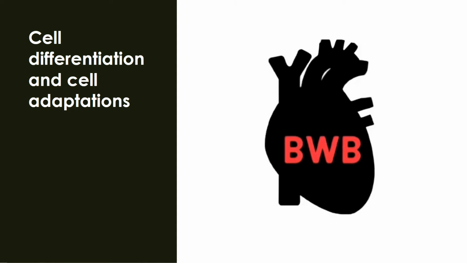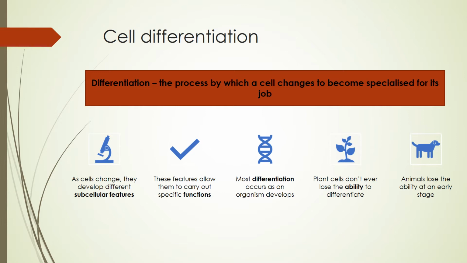Hi everyone, today we're going to look at cell differentiation and cell adaptations, and finally we'll end with some exam style questions. So firstly, let's start with the definition. Differentiation is the process by which a cell changes to become specialised for its job. As cells change, they develop different subcellular features. These features allow them to carry out specific functions.